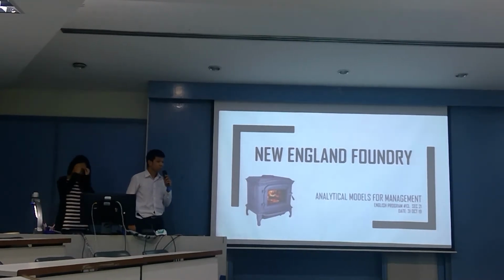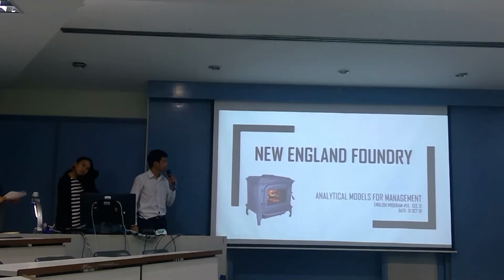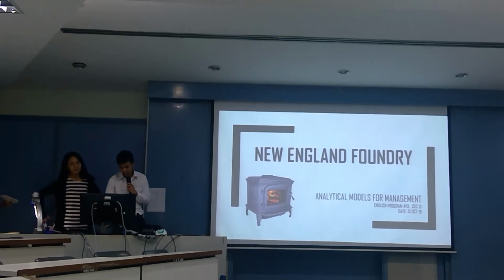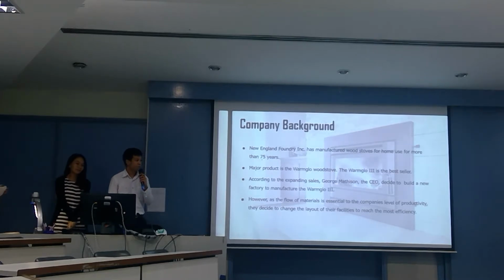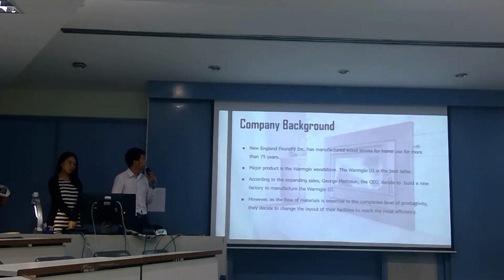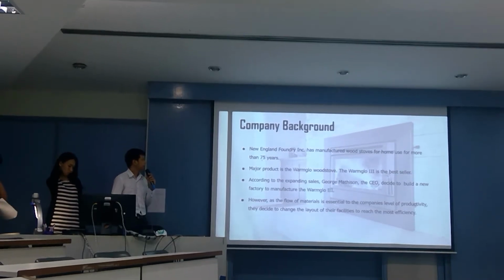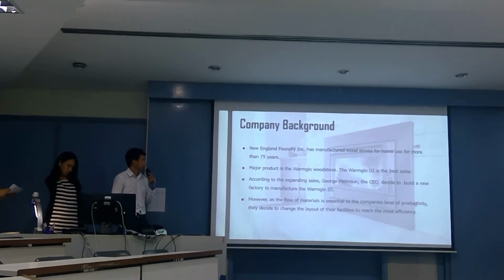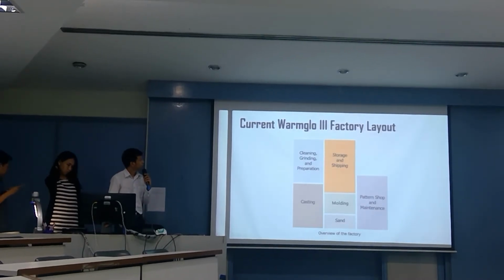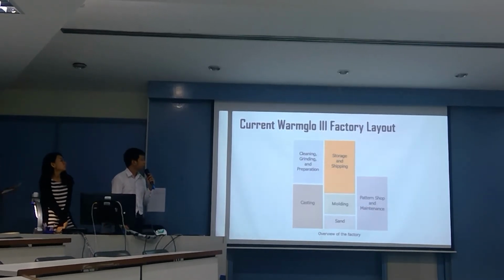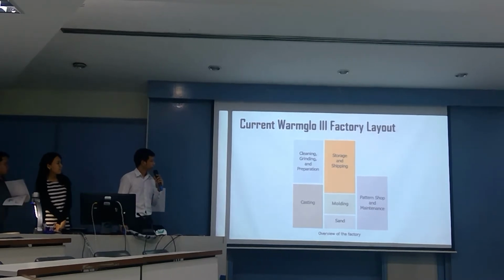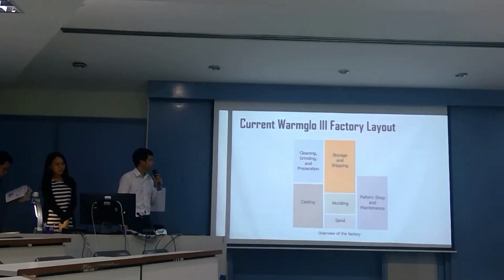Hello, so Outlook will present the case of New England Foundry. New England Foundry is a company that manufactures wood stoves, and recently they got high demand and have been very successful, especially for their Model 3. So the company decided to build a new factory. And this is the overview of the new factory layout for the Model 3. Each square represents the room for each department.